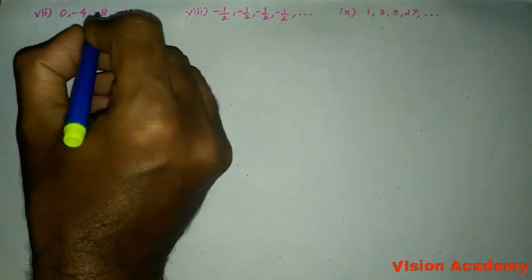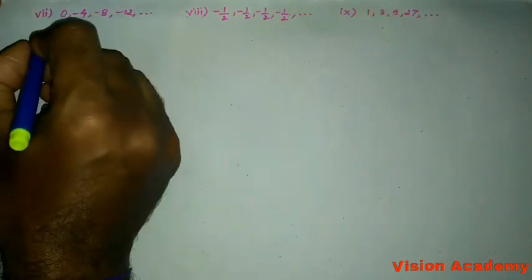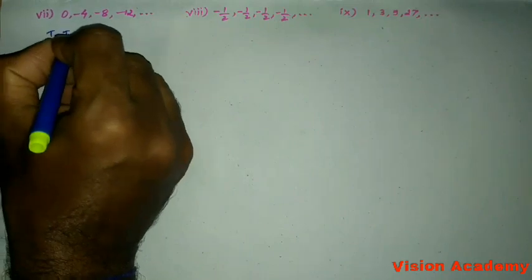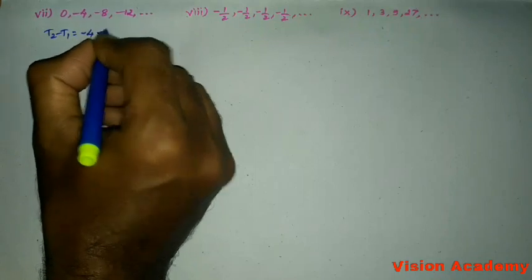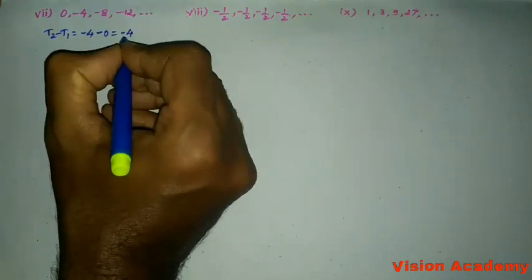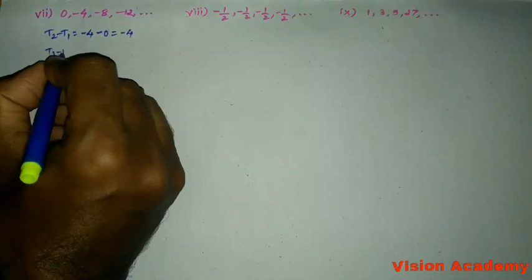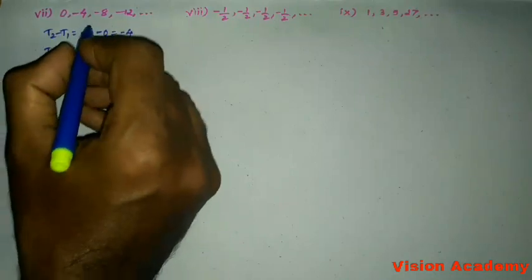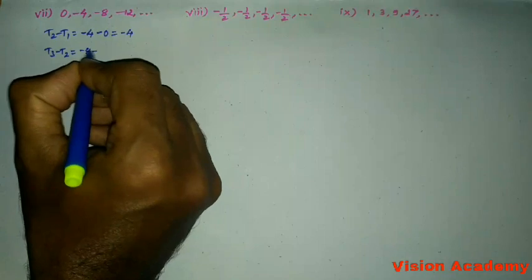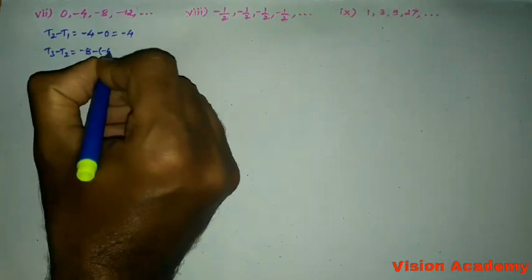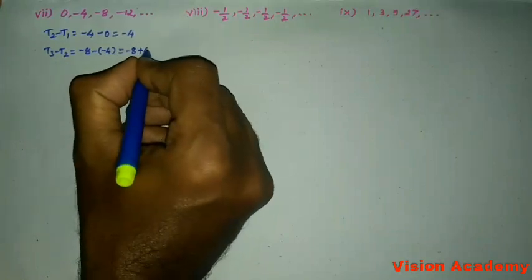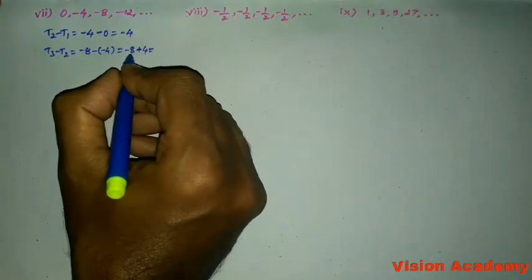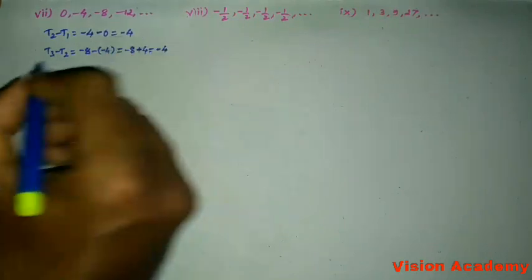Now let us consider question number 7. 0, -4, -8, -12, and so on. So here we will write T2 - T1 is equal to, T2 is -4, T1 is 0, which is equal to -4. So here T3 - T2 is equal to T3, which is -8, minus T2, which is -4, which is equal to -8, minus into minus is plus 4. -8 + 4 is -4.